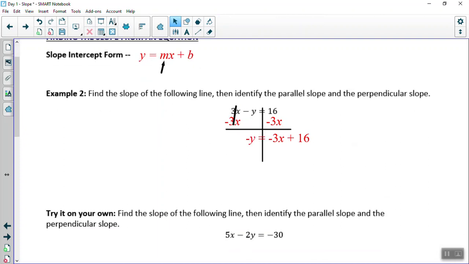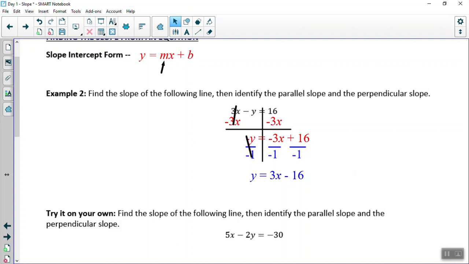Now, in order to get rid of that negative 1 that's sitting in front of the y, I divide every single term by negative 1. And then I can simplify. So this one here cancels out those negatives, and then I'm left with y equals 3x minus 16. Negative 3 divided by negative 1 is a positive 3. Positive 16 divided by negative 1 is a negative 16.